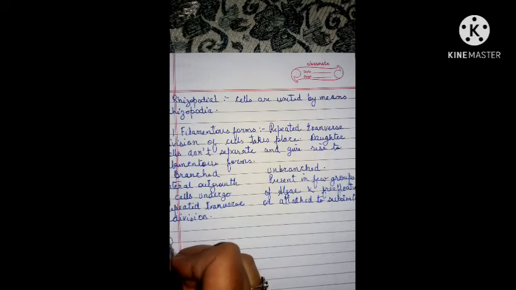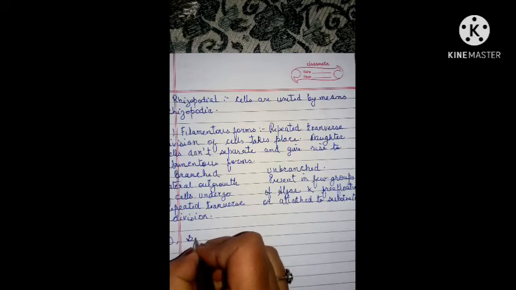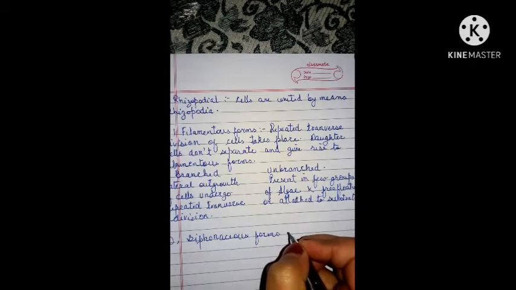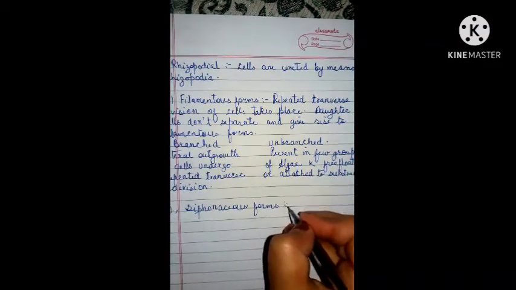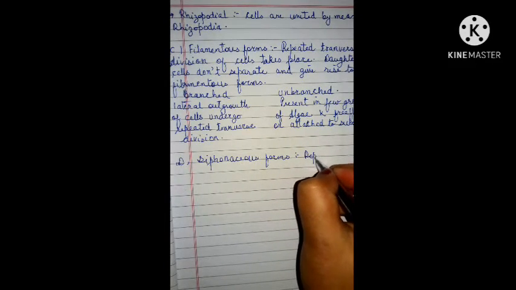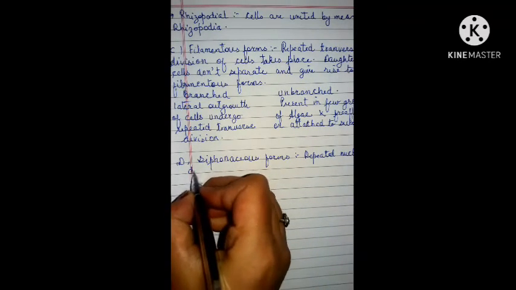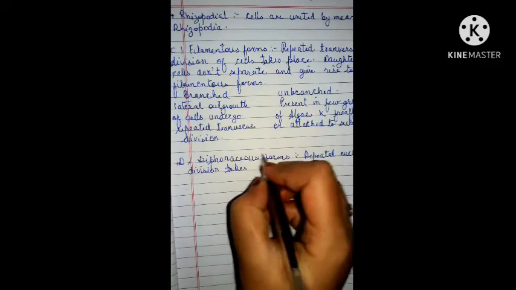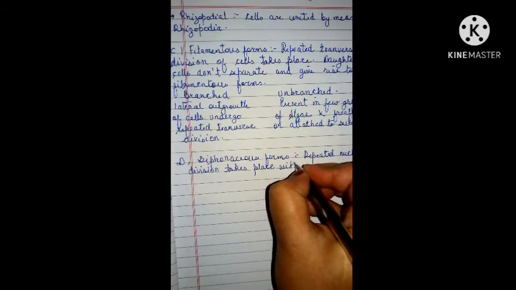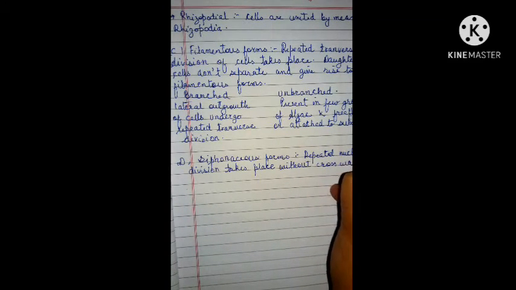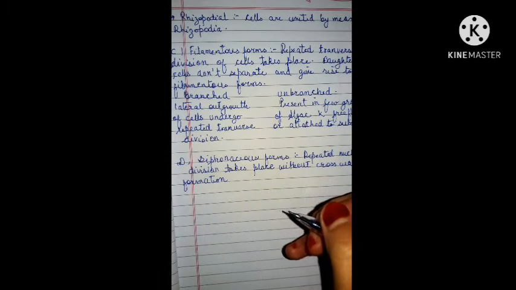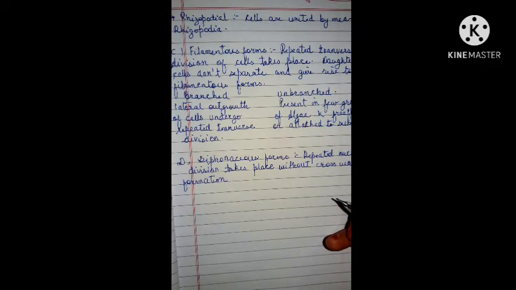And finally, we have siphonous forms. In case of siphonous forms, repeated nuclear division takes place without cross-wall formation, which gives rise to these siphonous forms.